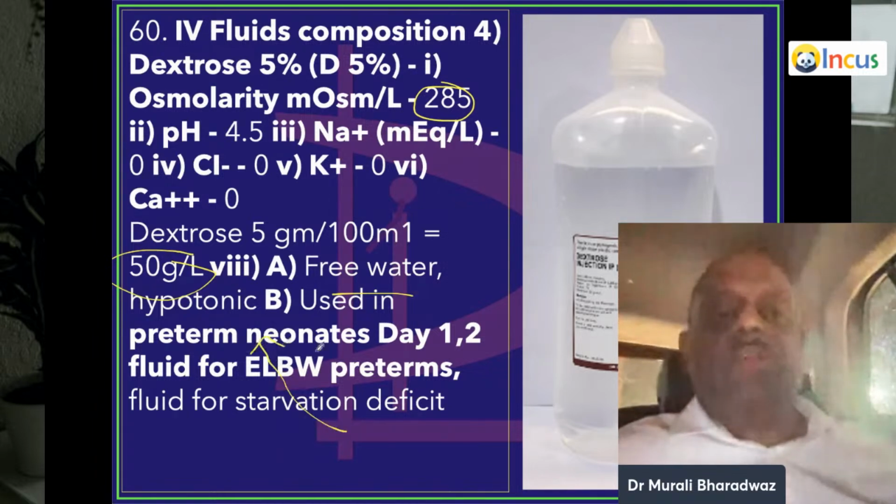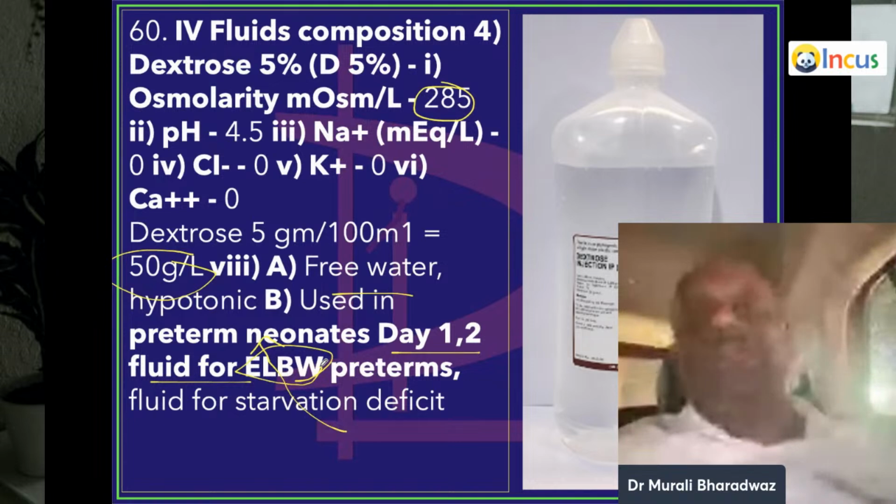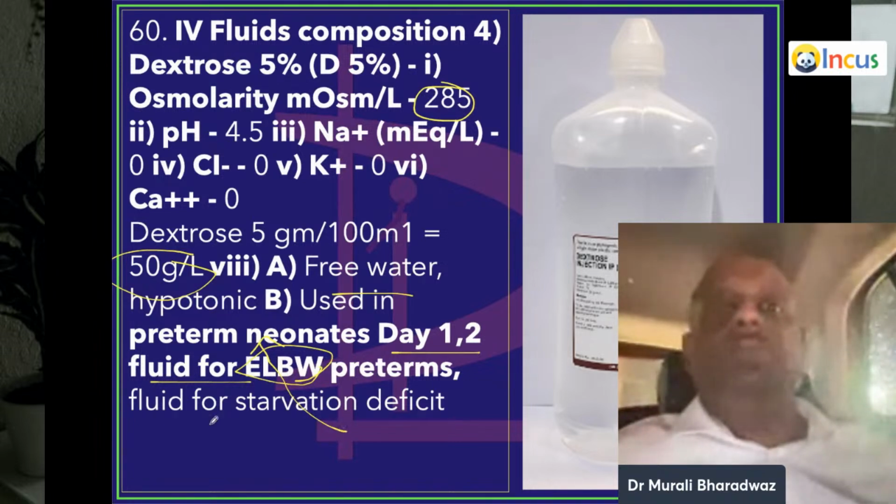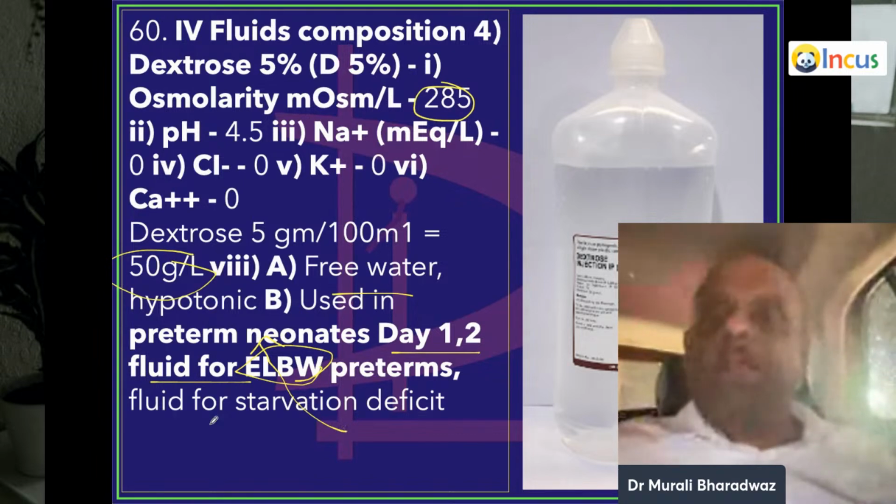Similarly, for preterm neonates who are day 1 and 2, for the very low birth weight preterms, in all of them 5% dextrose is the preferable fluid.